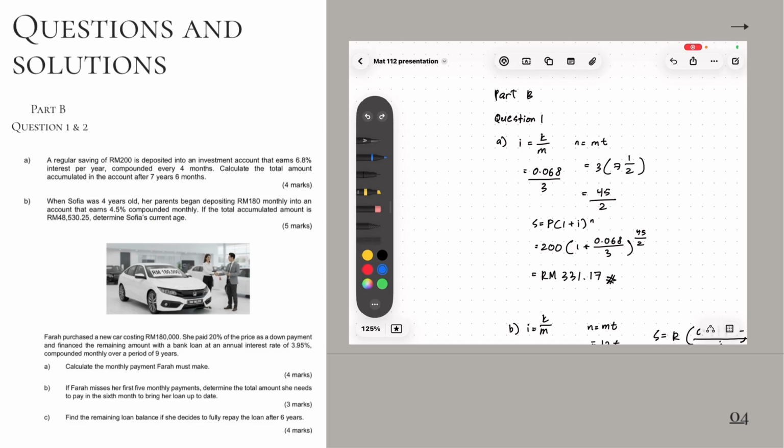For question 1A, they ask, a regular saving of 200 ringgit is deposited into an investment account that earns 6.8% interest per year, compounded every 4 months. Calculate the total amount accumulated in the account after 7 years and 4 months.